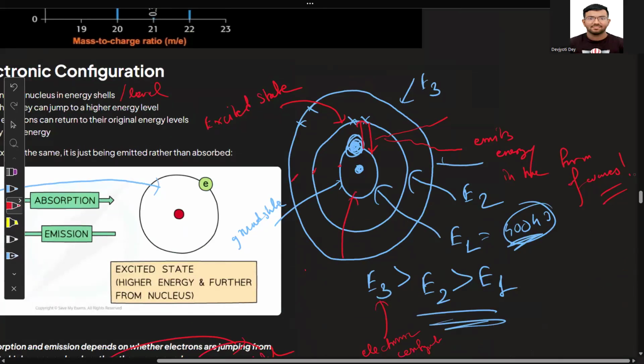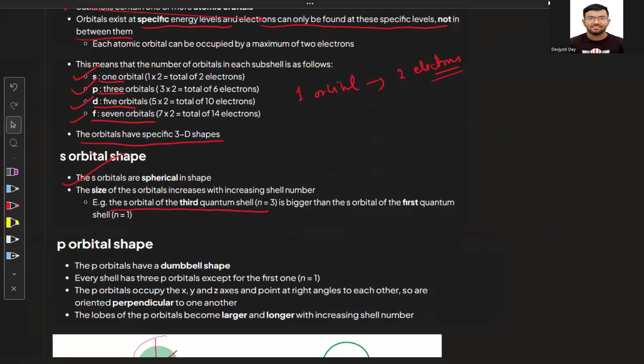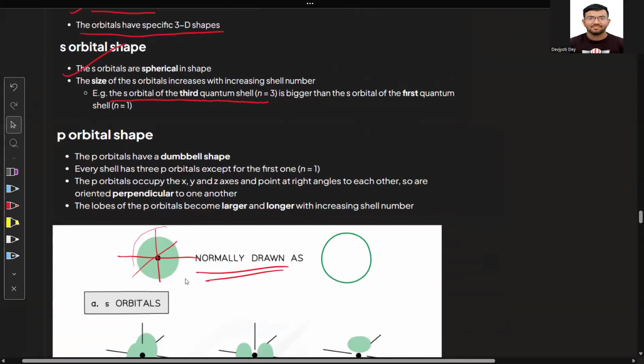So let's say the first one is n equal to 1, this is n equal to 2, and that is n equal to 3. All right, so what they're trying to say is pretty simple: the s orbital present in the third quantum shell has a greater size compared to the s orbital present in the first quantum shell. That is what they're trying to say. Nothing else. As the n value increases, the size of the s orbitals also increases, but their shape remains constant. Just remember that. And each orbital can hold up to 2 electrons.